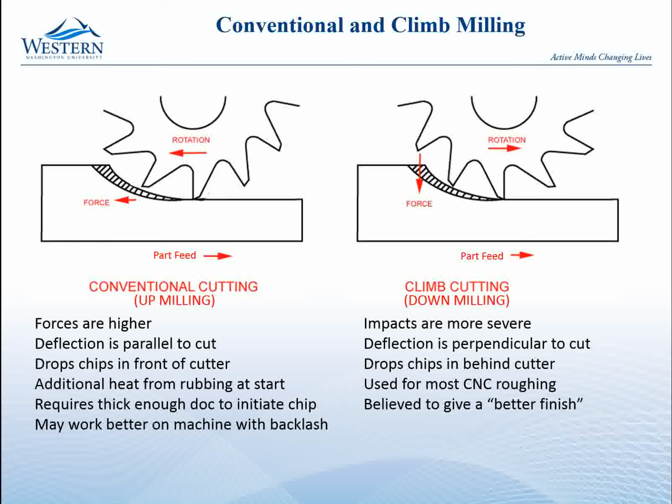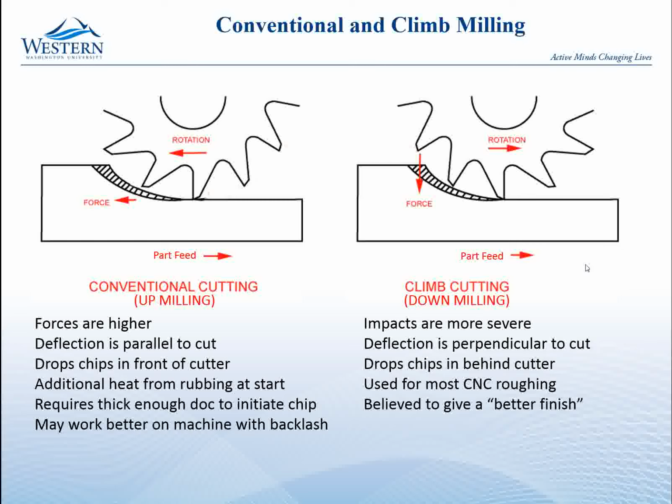So the impacts are more severe. The deflection is perpendicular to the cut, and so this big force over here will cause the tool to deflect out a little bit from the part and maybe a little bit back too, but mostly out. It drops chips behind the cutter, which is kind of nice, so it won't run over them. And most CNC tools do better for roughing with climb cutting.